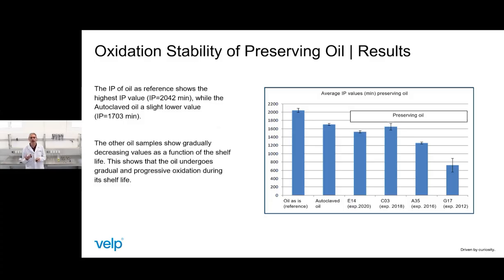For the preserving oil group, we can see that the induction period decreases with the aging. Also, this information confirms that the ability of the oil to preserve the tuna from oxidation decreases over time due to the exposure to oxygen.